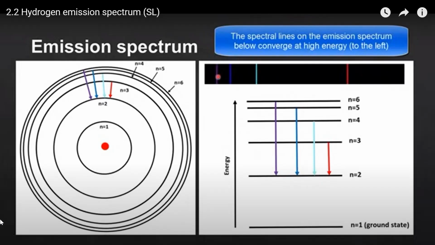Similarly, if you had something from n equals 6, 5, or 4, and it fell down to 3, what kind of light would you get? Infrared, because it's a smaller energy transition. You can't see that either. Yeah, exactly. How fast did they jump?